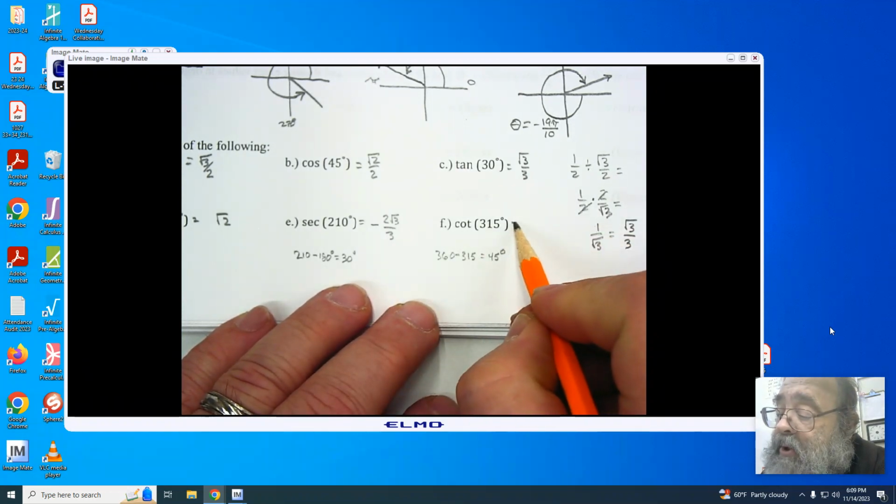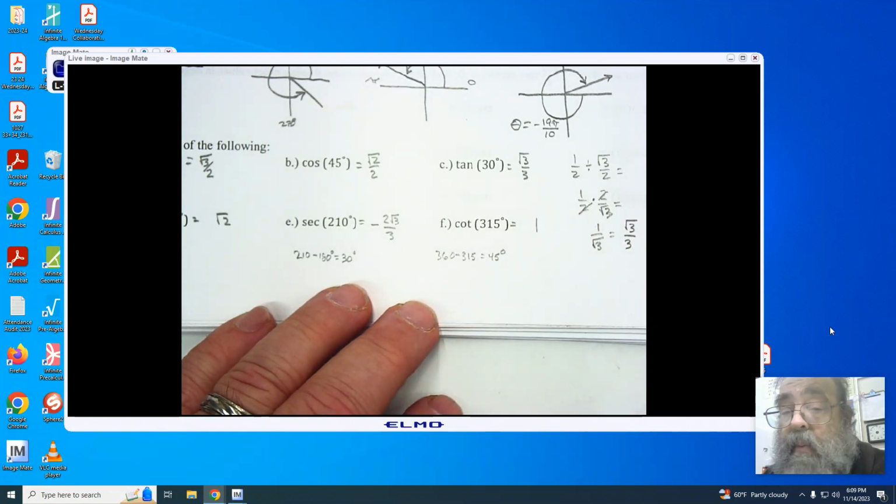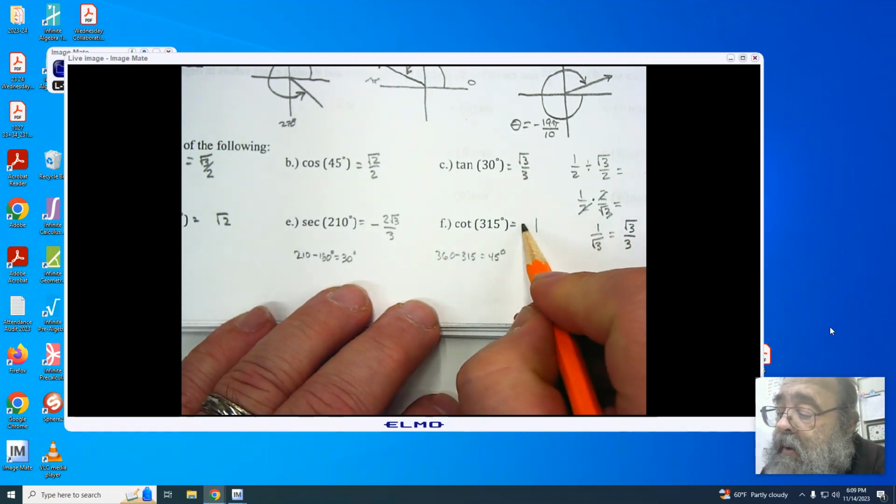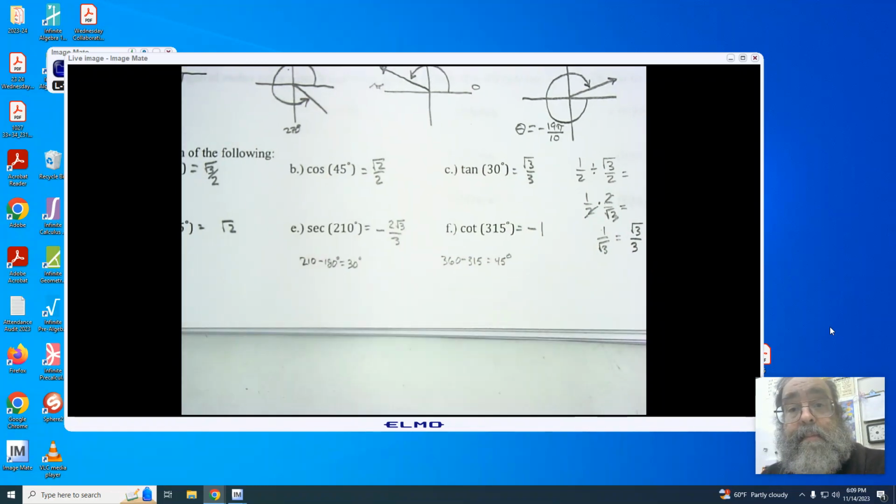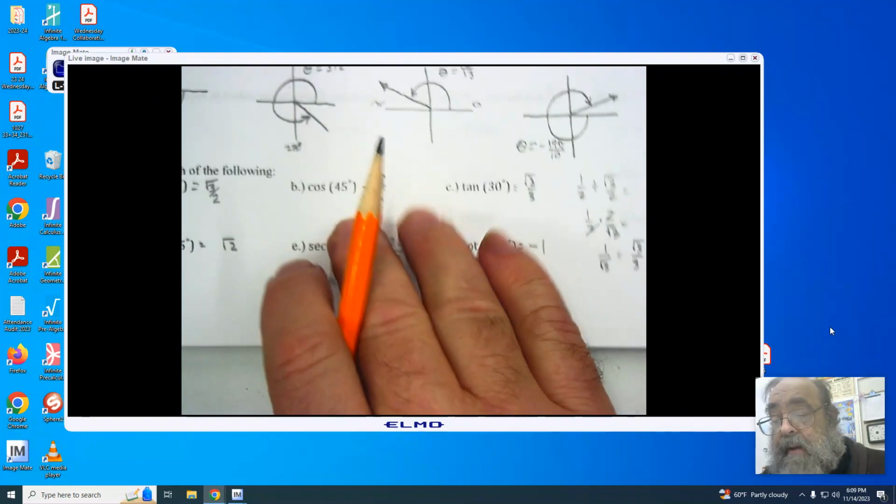So we know the ratio is going to be a 1, and we now need to figure out what the sign is. Since it is y divided by x, and x is root 2 over 2, but y at 315 degrees below the x-axis is a negative, our answer is negative 1. Alrighty, let's just go ahead and keep going.